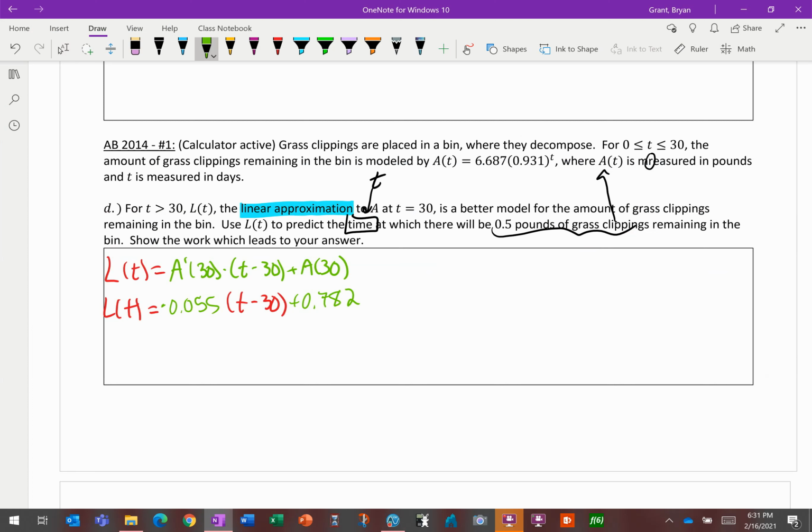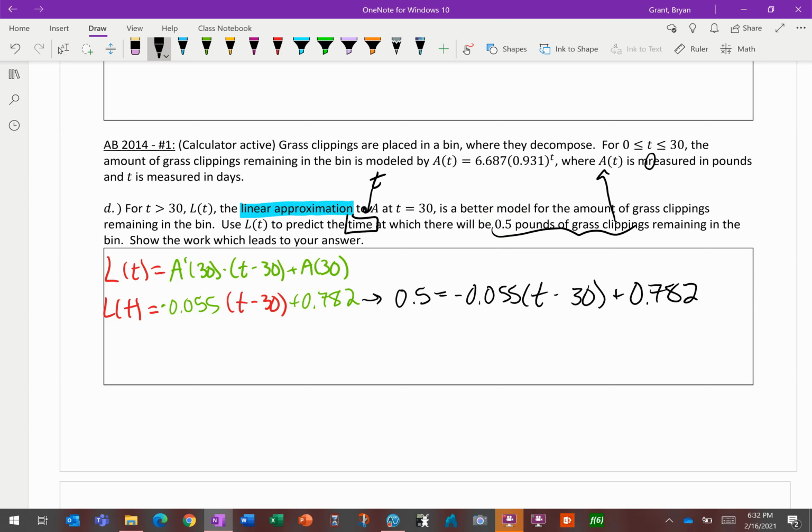Awesome. Now what are we doing from here? Well, we need to predict the time at which there will be 0.5 pounds of grass clippings remaining. Do we substitute 0.5 in for time? No, because then there would be no time left. We want to find the time. So this is our output, which means we need to take this equation and ask, where is 0.5 equal to negative 0.055 times t minus 30 plus 0.782?